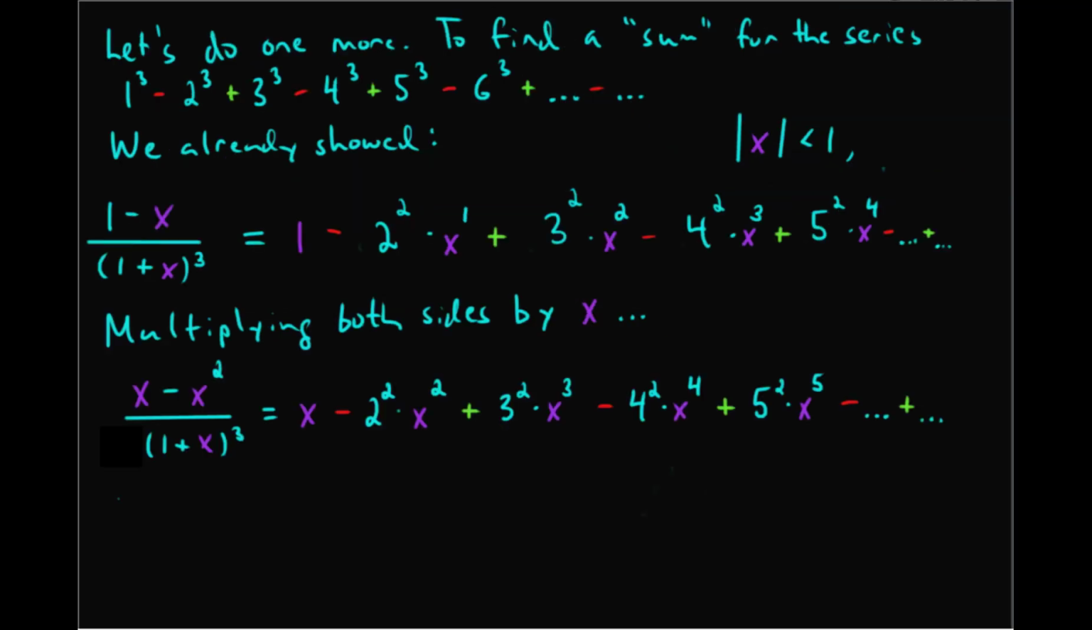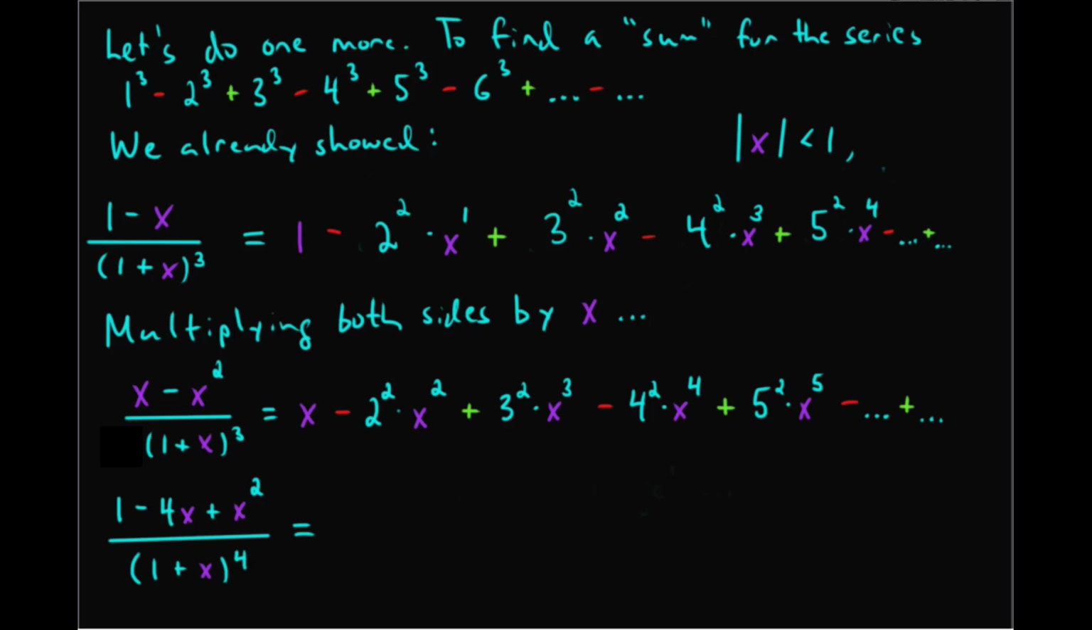So I'll bring that result back to our previous page. We found that the derivative of the function (x - x²)/(1 + x)³ equals (1 - 4x + x²)/(1 + x)⁴.